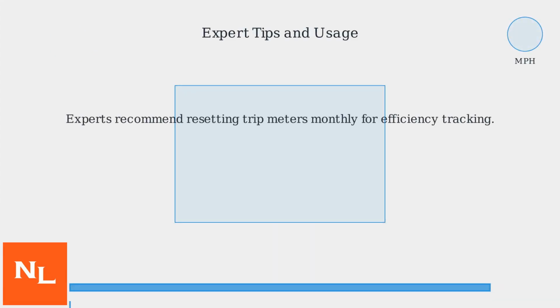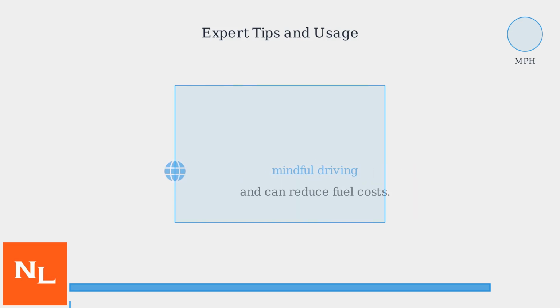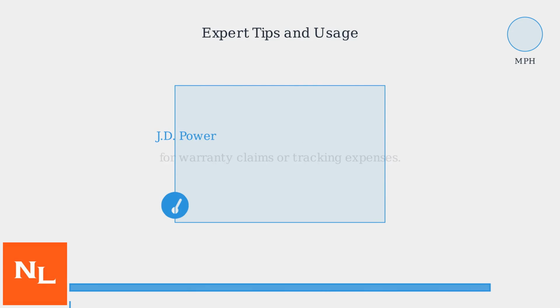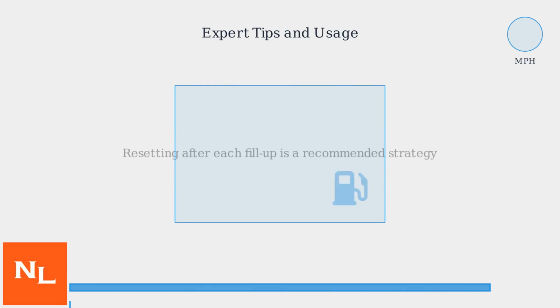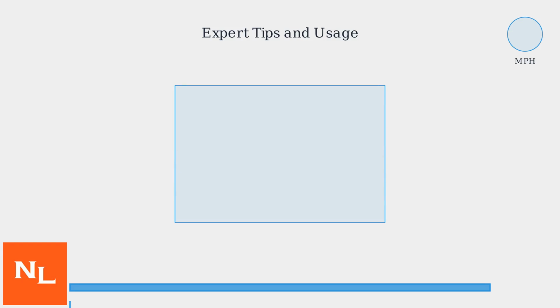Experts recommend resetting trip meters monthly for efficiency tracking. Edmunds.com suggests it promotes mindful driving and can reduce fuel costs. J.D. Power surveys indicate that most Lexus owners find trip resets useful for warranty claims or tracking expenses. Resetting after each fill-up is a recommended strategy to track MPG and adjust driving habits accordingly.